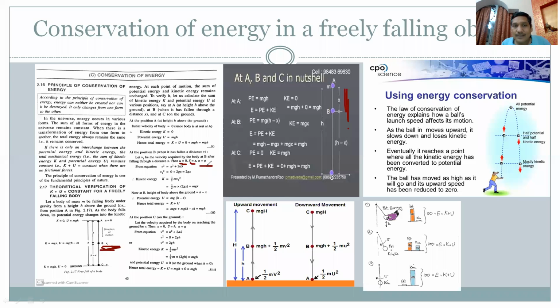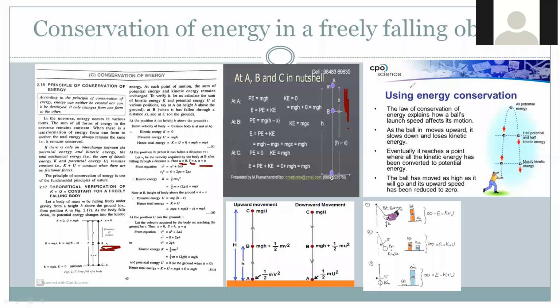How to find that? v squared equals u squared plus 2gh. So tell me whether u is 0 or not. Who will tell me that? Who is saying no? u is 0.